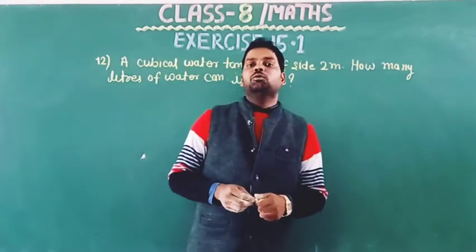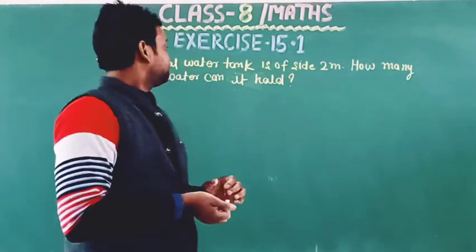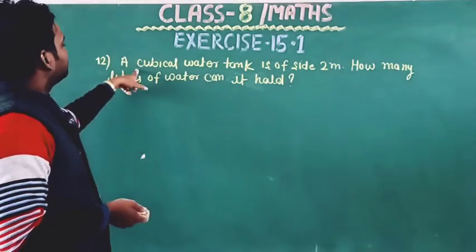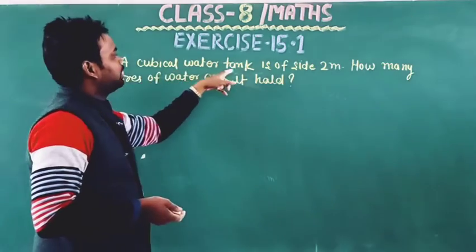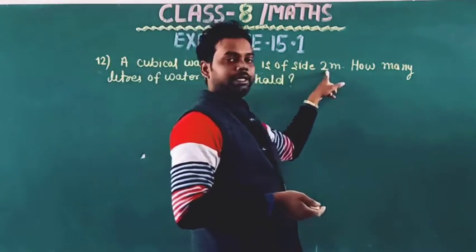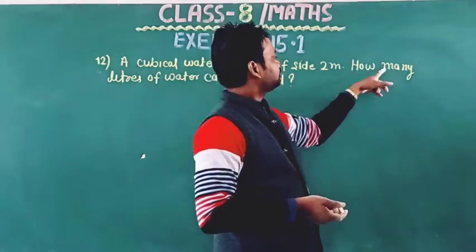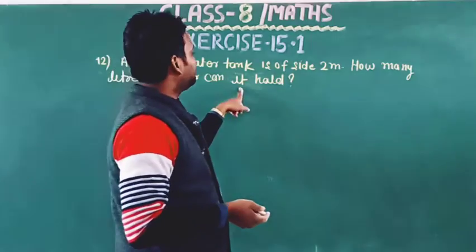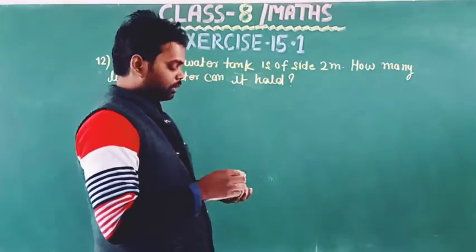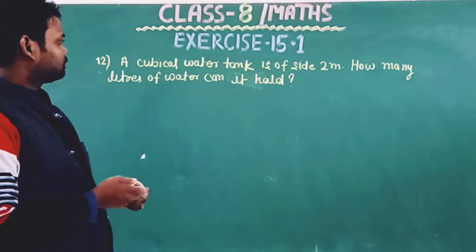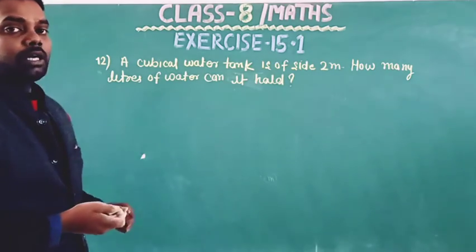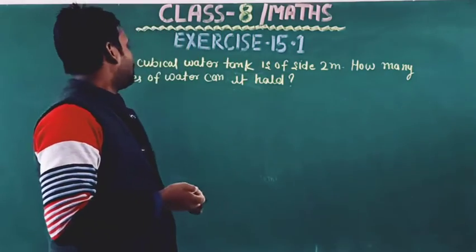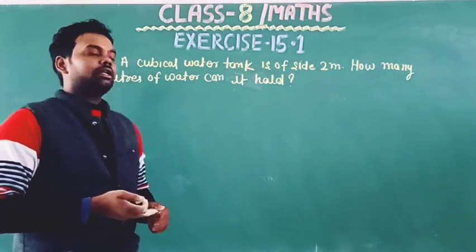Children, further move to question number 12. In this question, it has been given a cubical water tank whose side is 2 meter. How many liters of water can it hold? So we have a cubical water tank of side 2 meter, and we have to find how many liters of water it can hold.